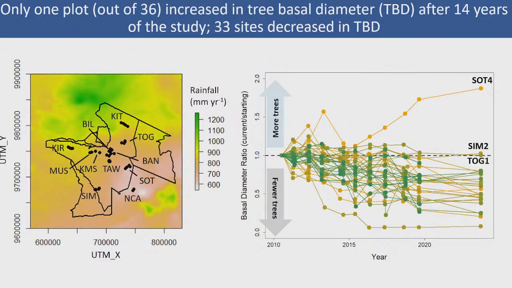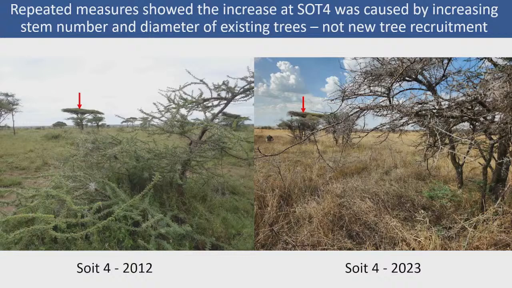A few of these plots had essentially no change, but 33 of the plots declined in tree cover. And so what was it about this plot that was interesting or unique? Well, we were out just this last year in 2023, and after resurveying this plot, we learned that it was increasing stem number and the diameter of existing trees that led to this increase. It was not new woody recruitment. It was not new individuals. So even after 14 years, the only plot that increased in time did so via this woody thickening.